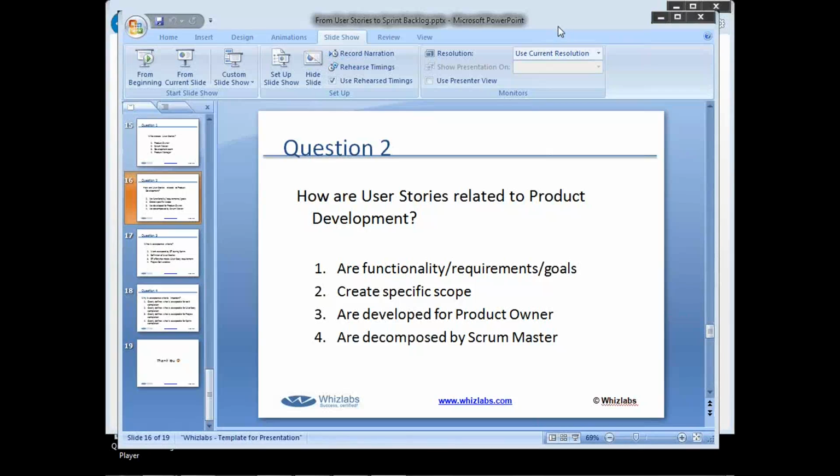Yes, exactly. So user stories are the functionalities and the requirements and the goals of the product, of the project, right? They are the shared visions from the stakeholders. They are broken down requirements, right? They're not specific scopes, although they are developed by the product owner. They are related to the product development because they provide the functionality and the requirements of the project. Question number three.